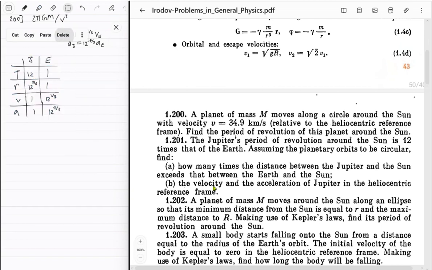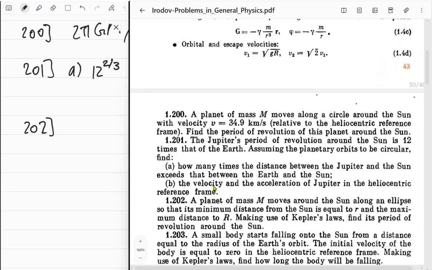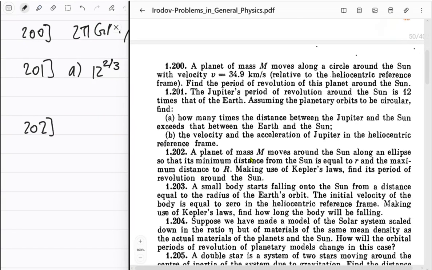So 202. A planet of mass m moves around the sun along an ellipse so that its minimum distance from the sun is equal to small r and maximum distance is equal to capital R. Making use of Kepler's law, find its period of revolution.